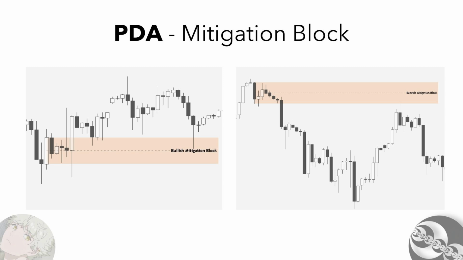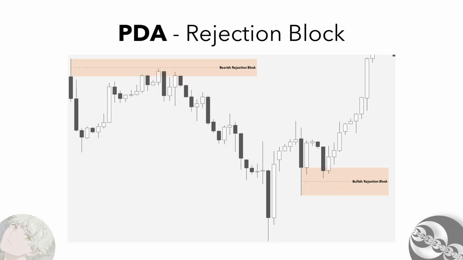I personally think these are just breaker blocks with a lower probability, but you might be able to find a good way to incorporate them into your strategy, so play around with them. I haven't done too much studying on rejection blocks, so I might be slightly off from what ICT teaches, but rejection blocks are just wicks with abnormal lengths at the extremes of the ranges.